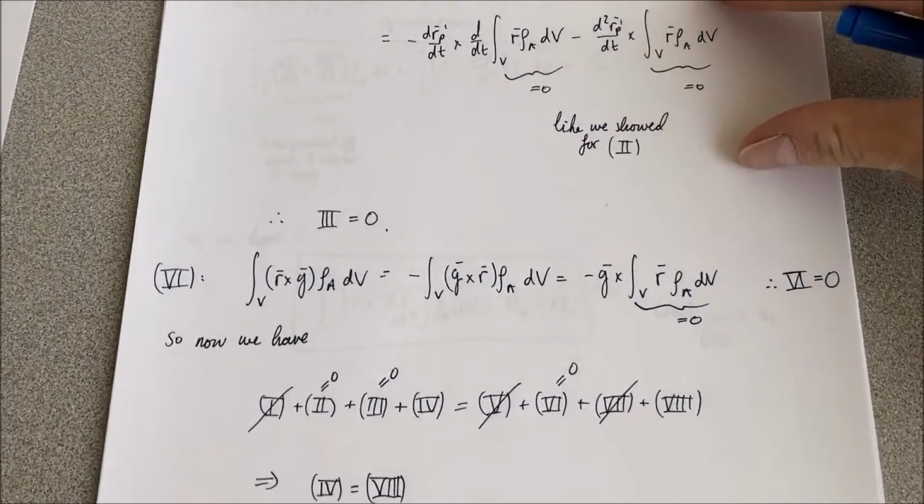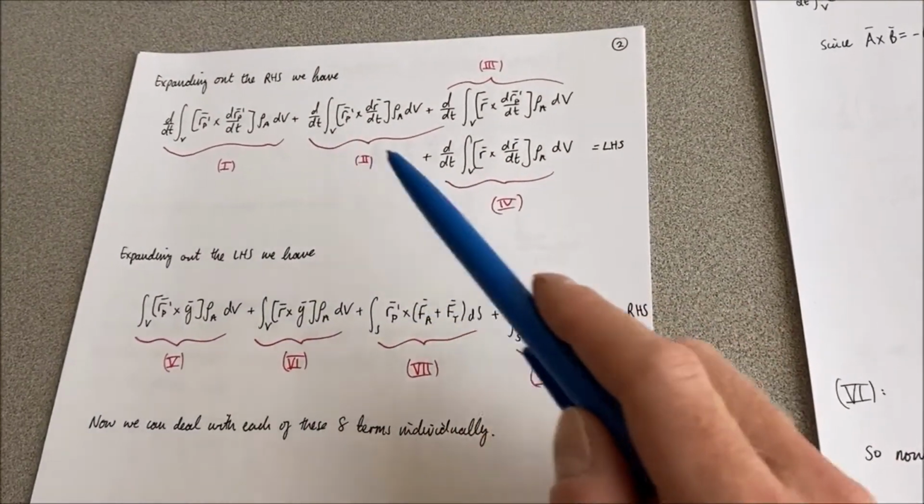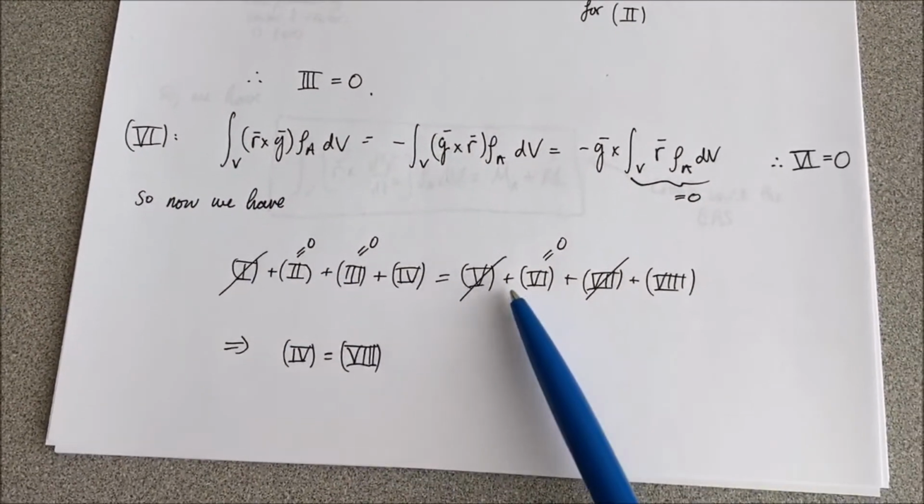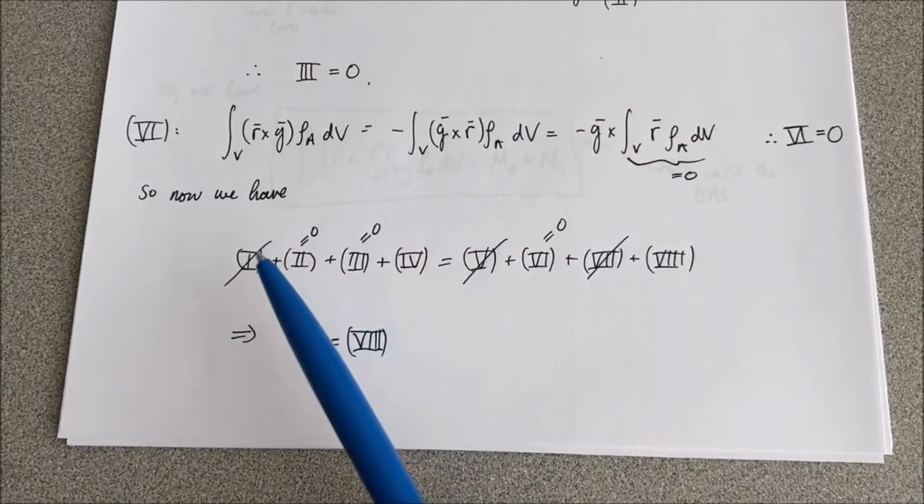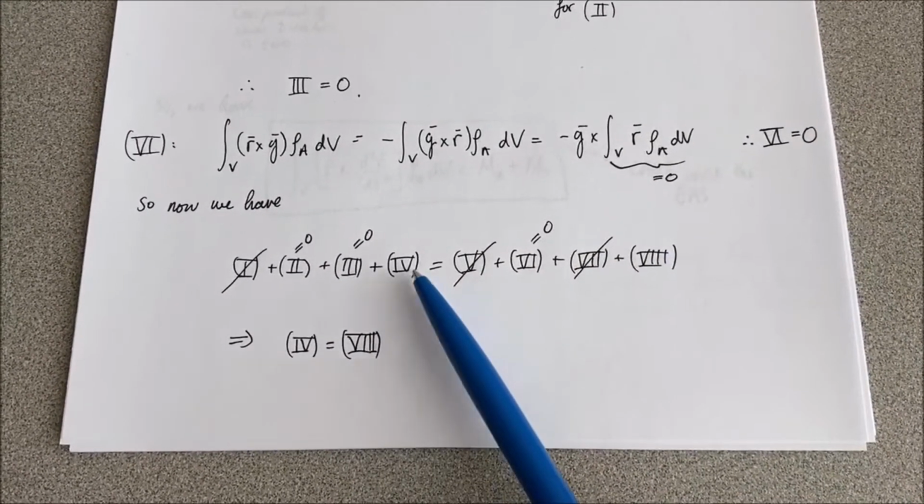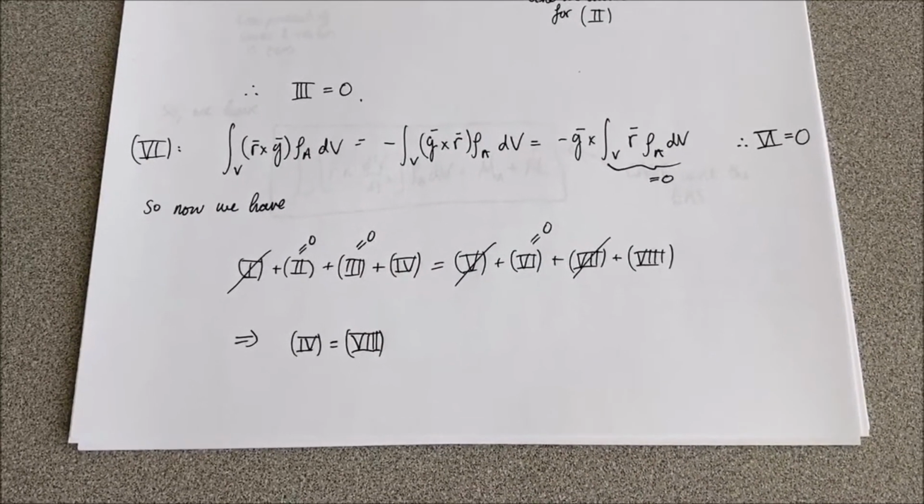So just to summarize where we're at the moment, this was our huge equation here, which we labeled terms 1 through to 8. Well, we've shown that 1 is going to cancel with 5 and 7, and terms 2, 3, and 6 are all 0. So we're just left with number 4 on the left-hand side is equal to number 8 on the right-hand side.